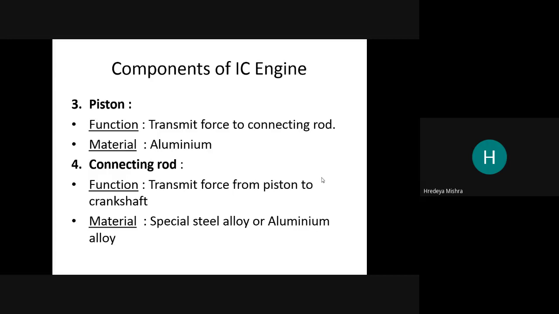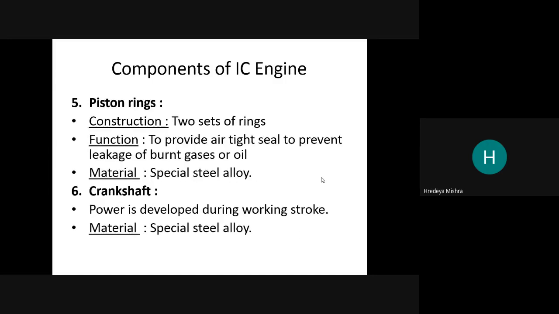So next is the connecting rod. The connecting rod transmits force from the piston to the crankshaft. What material is used for the connecting rod? A special type of steel alloy or aluminum alloy. These are the materials. Piston ring. What is the piston ring? Construction: two sets of rings. The function is to provide an airtight seal to prevent the leakage of the burnt gas.